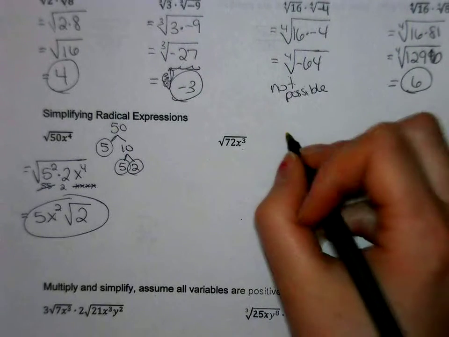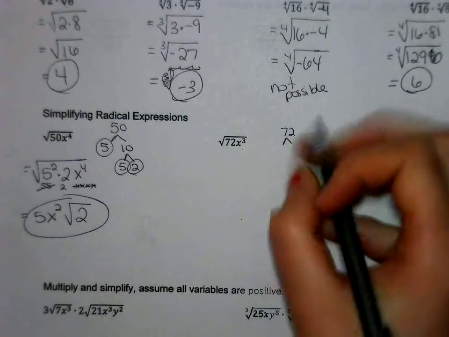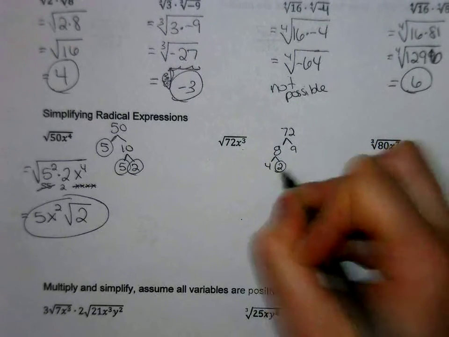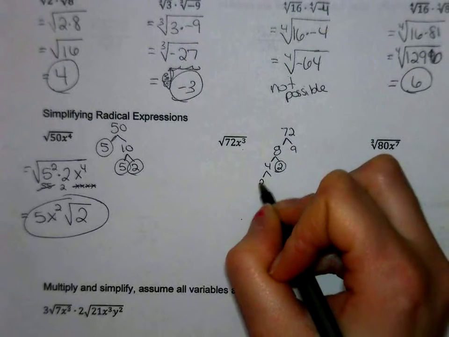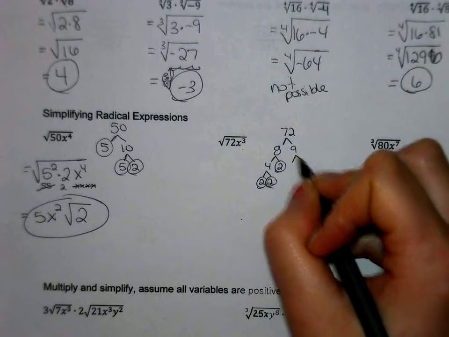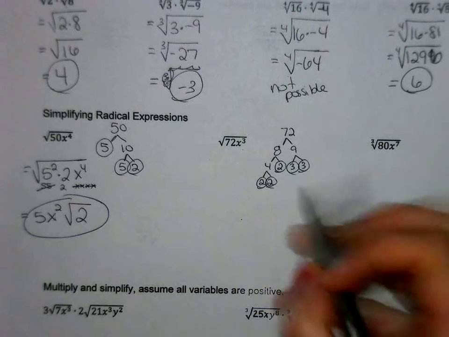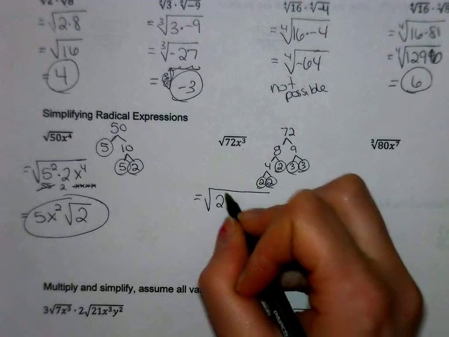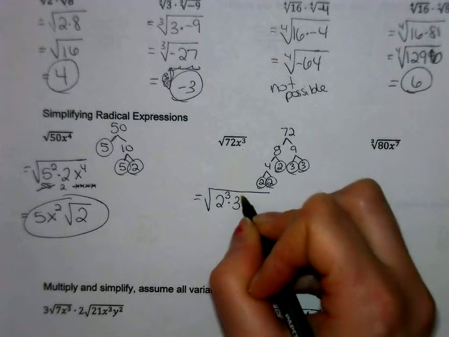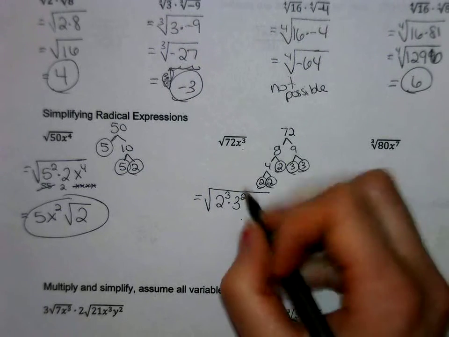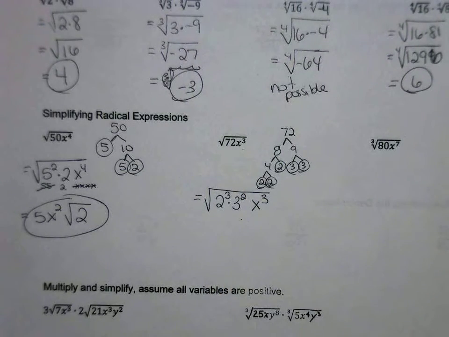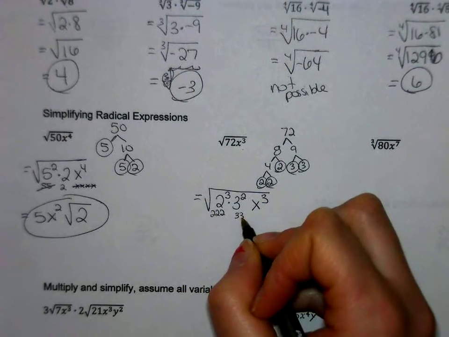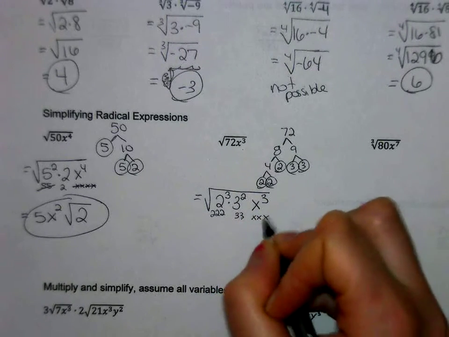So let's look at the next one, 72. We can break 72 down into 8 times 9. 8 can turn into 4 times 2. 2 is prime. 4 can turn into 2 times 2, and both of those are prime. And 9 is 3 and 3. So now that we have all of our prime numbers, we have 3 2s, and we have 2 3s. We still have our x to the 3rd left over. So now we have 3 2s, 2 3s, and 3 x's.